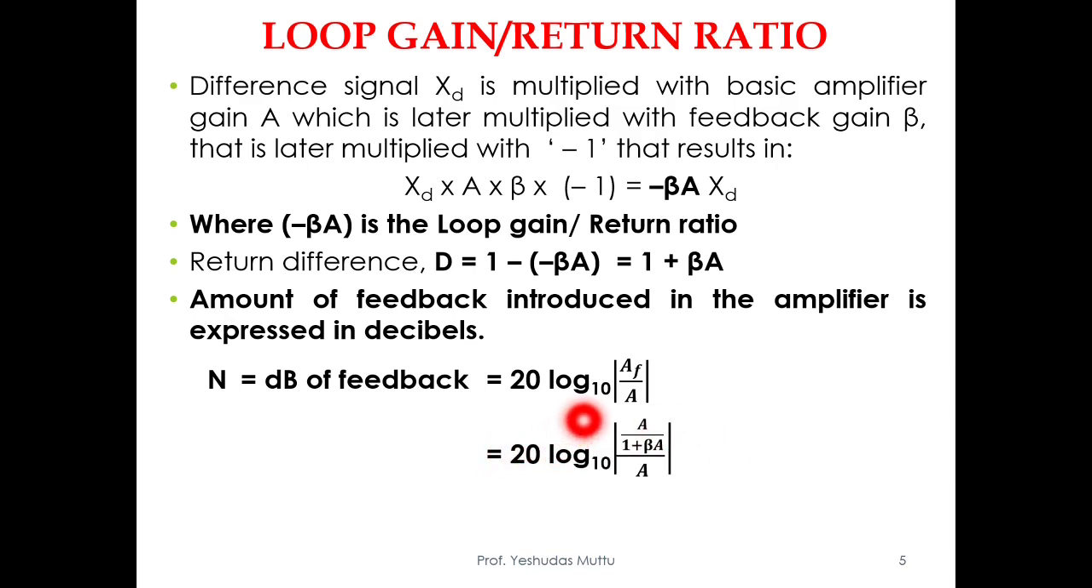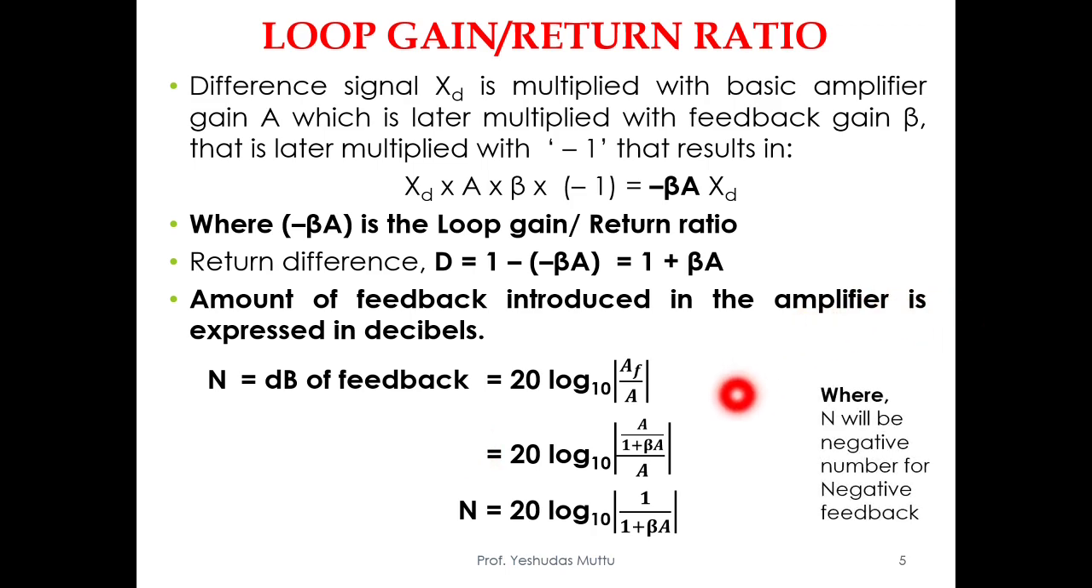So 20 log to the base 10 of AF upon A. What is AF? AF we found out long back for negative feedback: it is A upon 1 plus beta A, and upon this particular A. A and A will get cancelled. Finally, you are going to get N equal to 20 log to the base 10 of 1 upon 1 plus beta A. And this N value is going to be negative for negative feedback. This is a very important thing that you all should know. N will be a negative number for negative feedback.